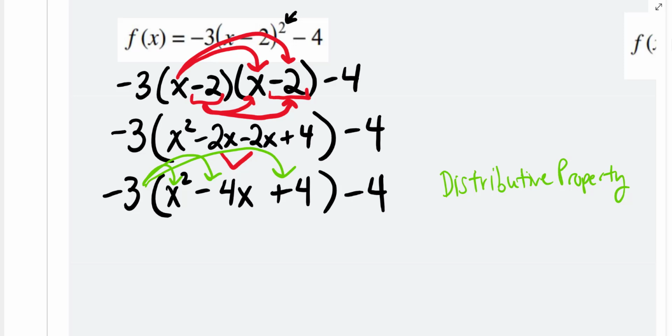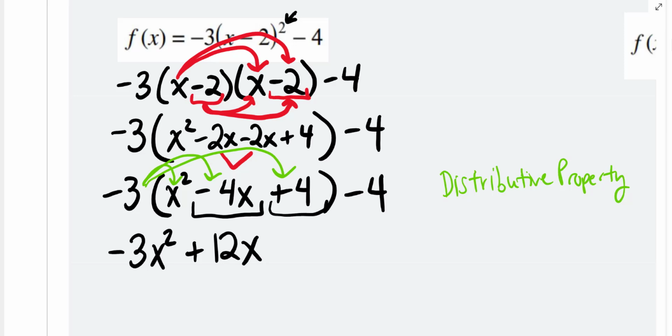So the first one is negative 3 times x squared. We just put it together. Negative 3x squared. The next one is negative 3 times negative 4x. Again, a negative times a negative is positive. 3 times 4 is 12. And then don't forget the x. And then the last thing we have to multiply are the constants. So negative 3 times positive 4. So a negative times a positive would be negative. And then again, don't forget that we have the minus 4 still on the outside.